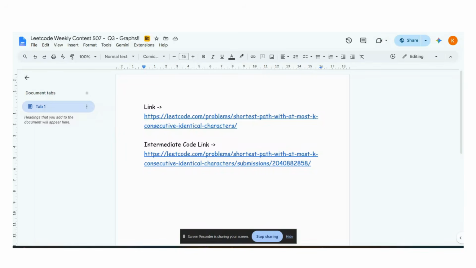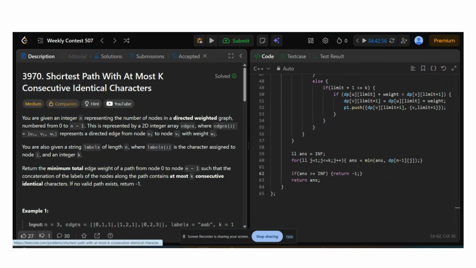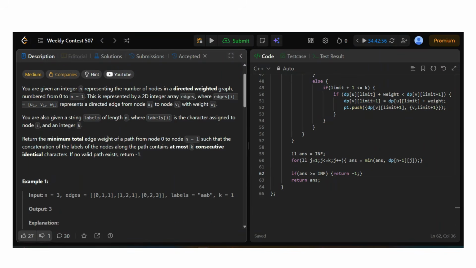So, hello guys, with the name of God, Ram Ram. The question is saying that we have to find the shortest path with at most k consecutive identical characters. So, it is common sense. Whenever someone says shortest path, BFS and Dijkstra algorithm should come to your mind. So, this question is basically Dijkstra algorithm only with a simple variation.